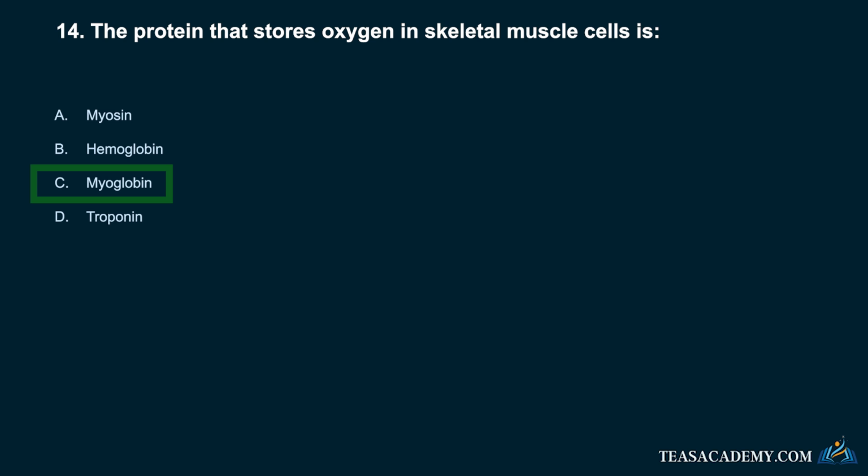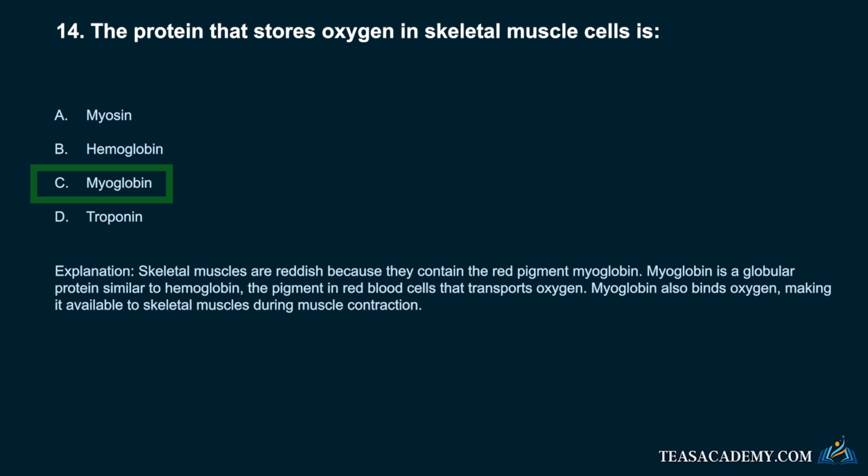Correct answer, C. Myoglobin. Skeletal muscles are reddish because they contain the red pigment myoglobin. Myoglobin is a globular protein similar to hemoglobin, the pigment in red blood cells that transports oxygen. Myoglobin also binds oxygen, making it available to skeletal muscles during muscle contraction.